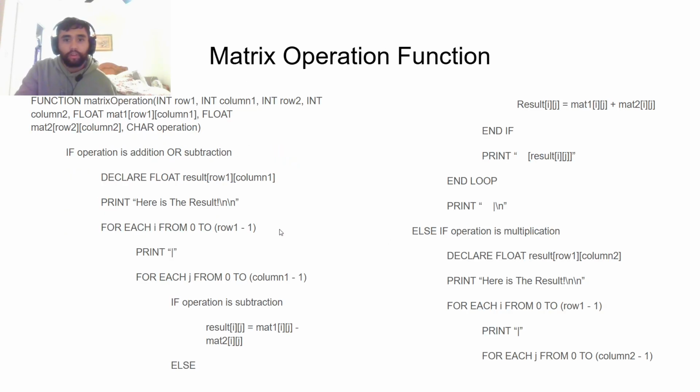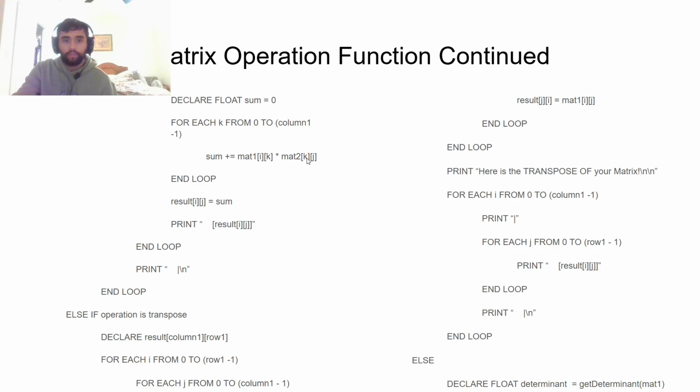This is my matrix operation function. You'll enter in your row number and your column number for both your first matrix and your second matrix, and then it checks the operation, and based off the operation, it'll either add or subtract for this condition. For this condition, it'll be multiplication. Here you have this formula for the summation.